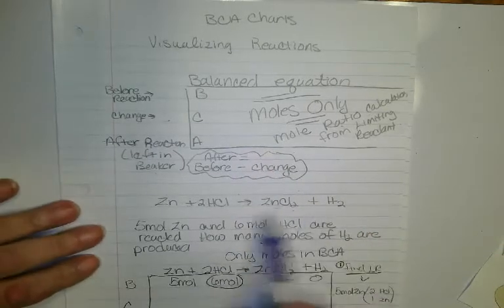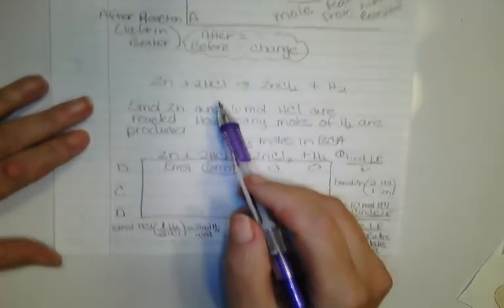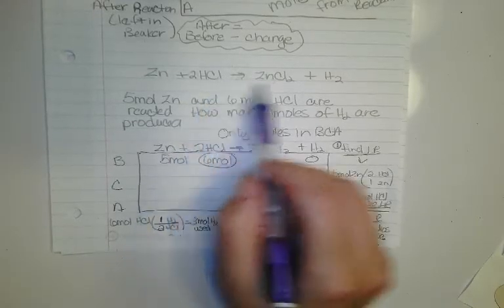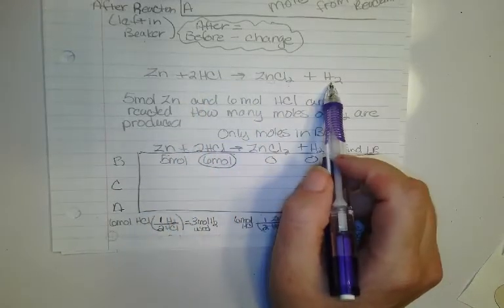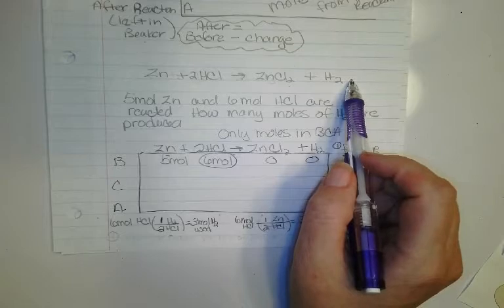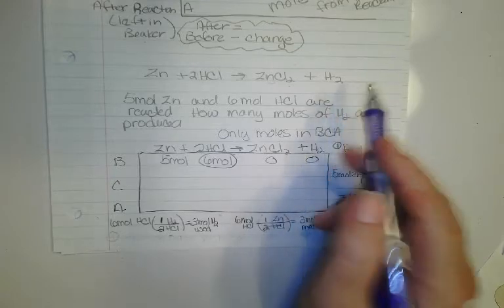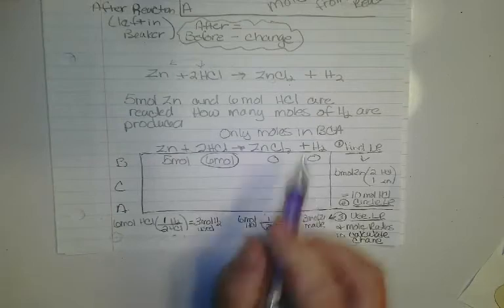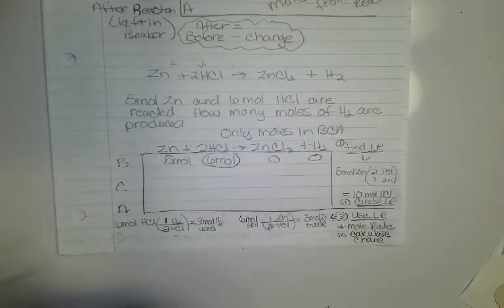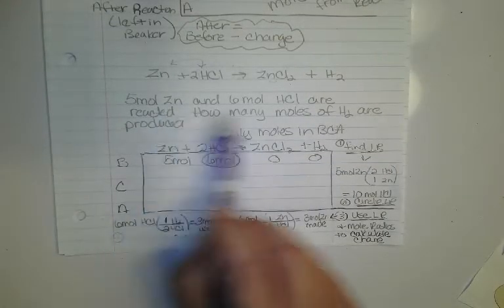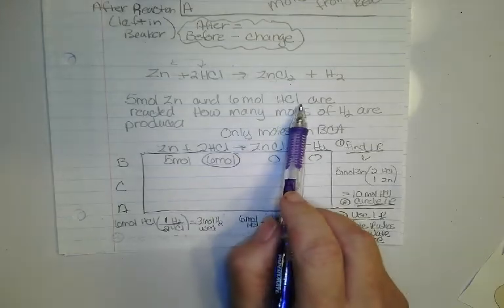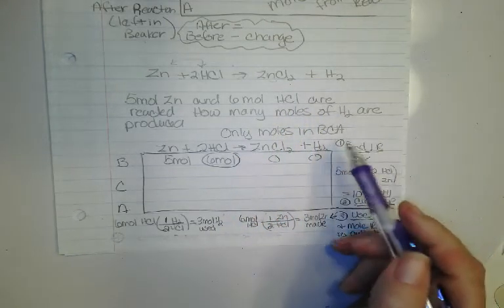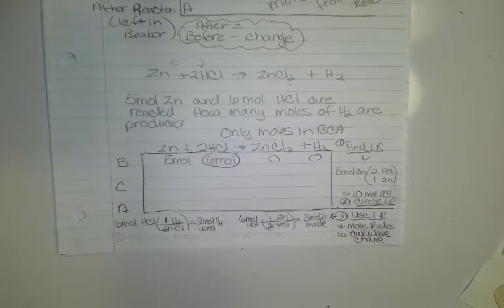So here is our example right here. We're going to start with zinc and hydrochloric acid, which makes zinc chloride and hydrogen gas. This is a single replacement reaction, right? My zinc is going to switch places, and then my hydrogen is going to be left alone. So my problem says we start with 5 moles of zinc and 6 moles of hydrochloric acid, hydrogen chloride, and they react, and they want to know how many moles of hydrogen gas are produced.